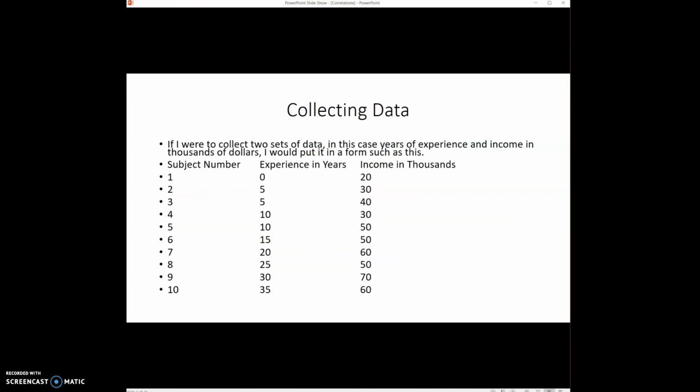So how do we do this? Well, let's say hypothetically I'm collecting information about the years of experience somebody has and the income that they earn in thousands of dollars. So this person has no experience and is earning $20,000. Here's person number 2, 5 years, earning $30,000.